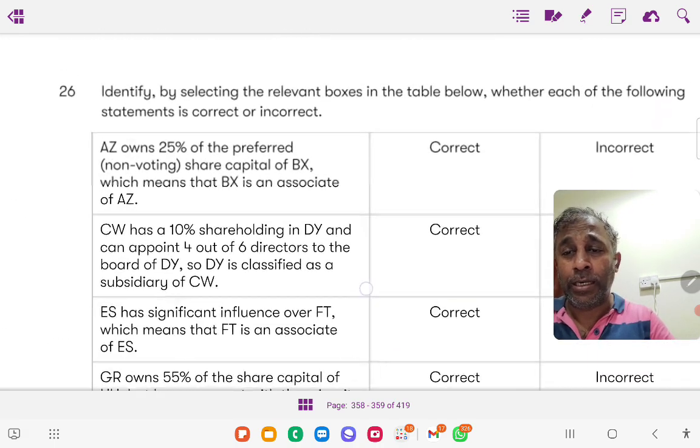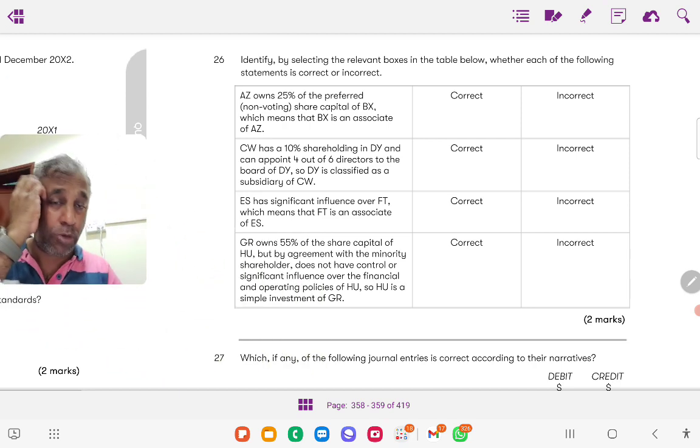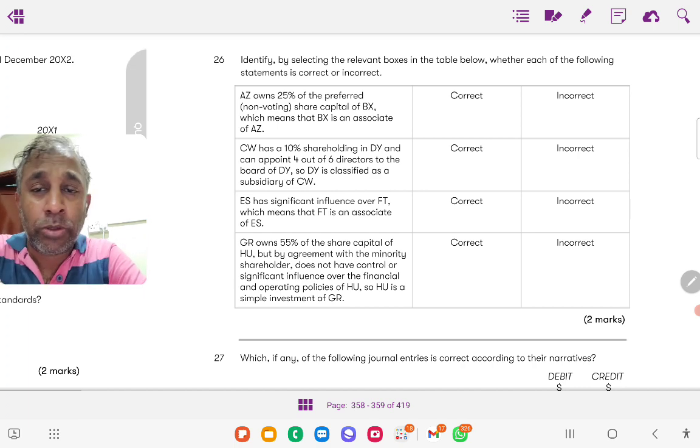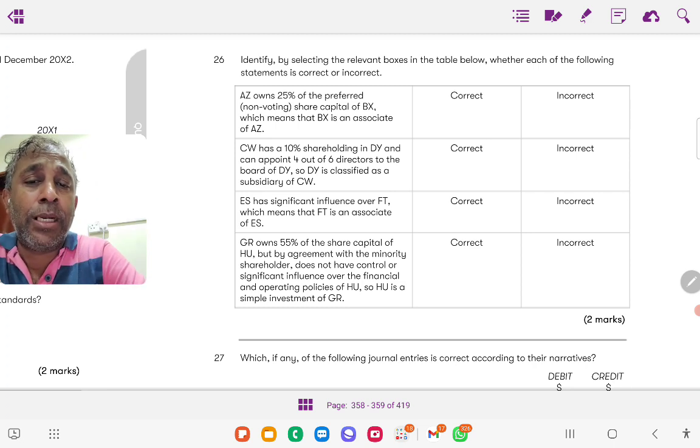Then question number 26 here. Identify by selecting the relevant boxes in the table below whether each of the following statements is correct or incorrect. AZ owns 25% of preferred non-voting share capital of BX, which means that BX is an associate. Please note that to decide whether it's a subsidiary or an associate or an ordinary investment, we generally look into the ordinary shares. We don't worry about the preference shares.